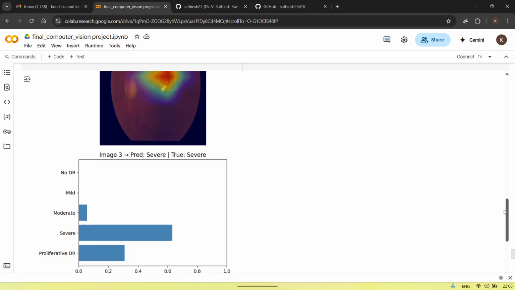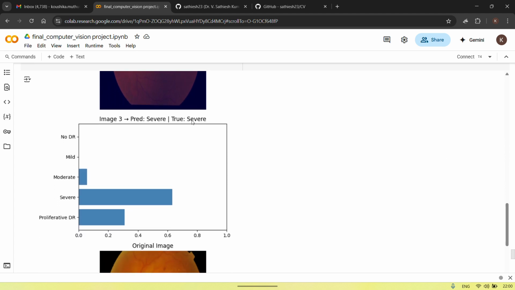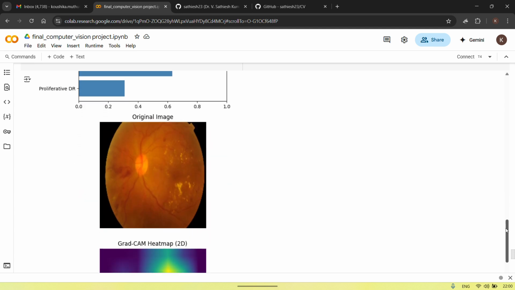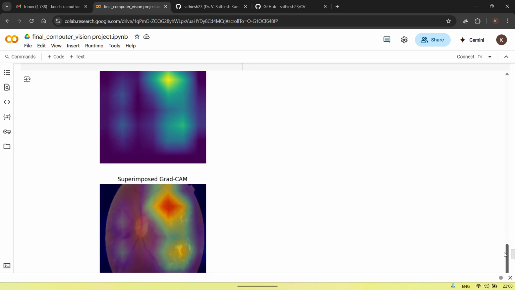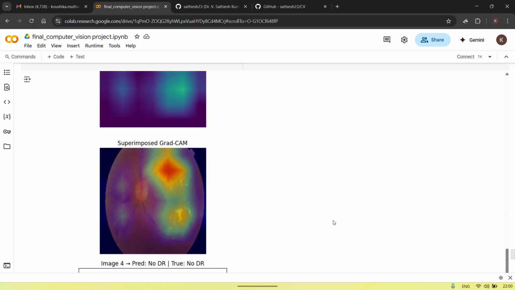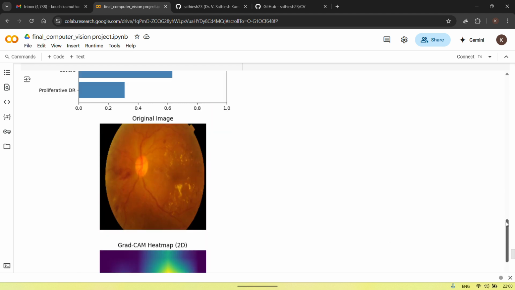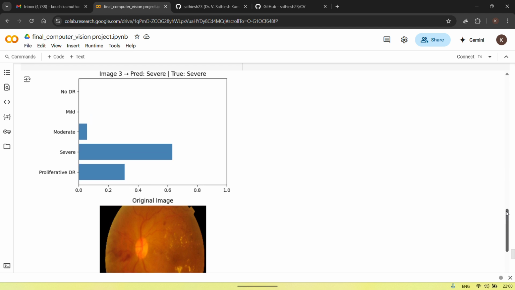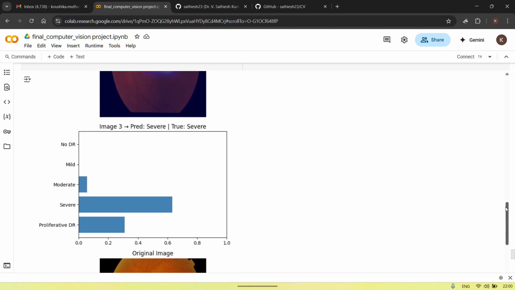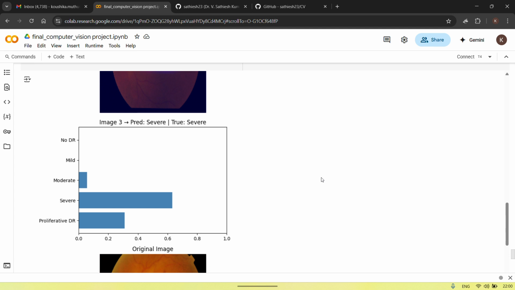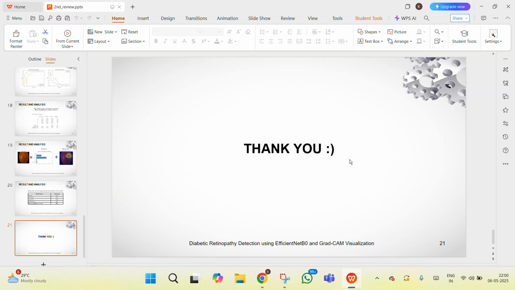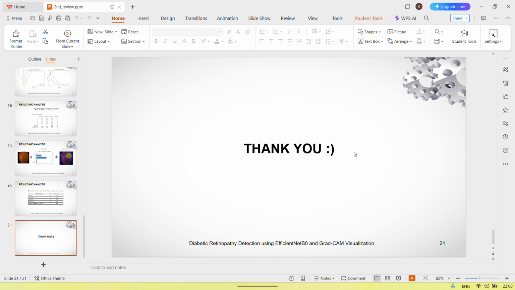Another example, wherein the ground truth was severe and my model has predicted severe. This is the original image. After superimposed Grad-CAM, it shows the regions that were responsible. You can see these blue spots. These were the regions, and that's why my model predicted severe. So this was all about diabetic retinopathy detection using EfficientNetB0 and Grad-CAM visualization. Thank you.